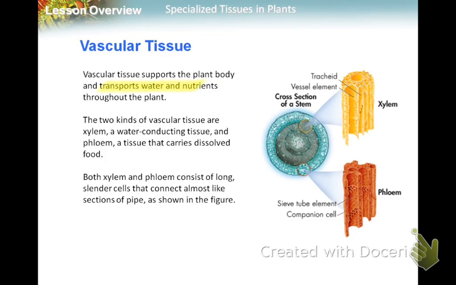Vascular tissue transports water and nutrients throughout the plant. We have xylem, which conducts water, and phloem, which conducts food. Here's how to remember that. Xylem: WXY is what I'm trying to underline there. W is for what water starts out with, and xylem starts out with XY. So if you just think of the alphabet, WXY, water is transported by xylem, and then think of the sound of phloem and food. Both have that F sound. Phloem transports food. These are made of long, slender cells that connect almost like piping in your house.